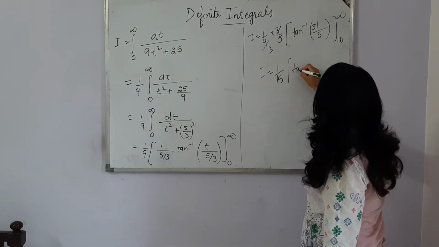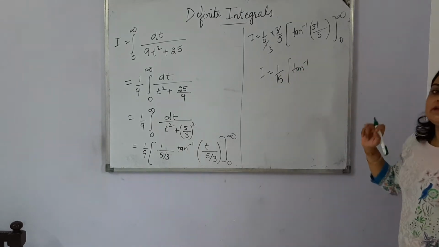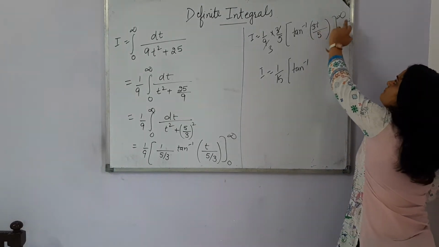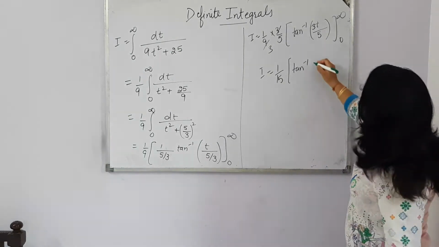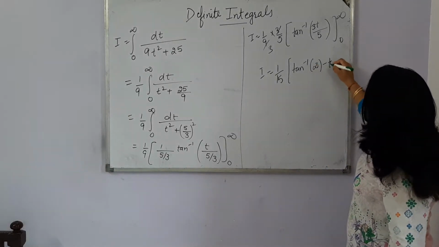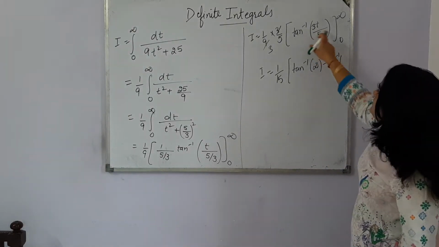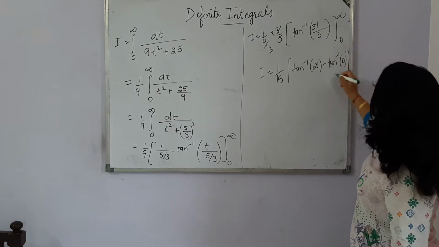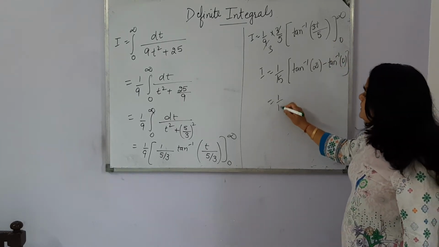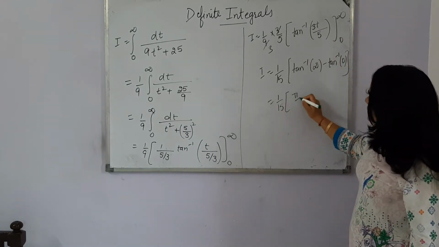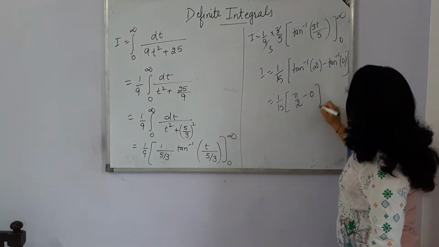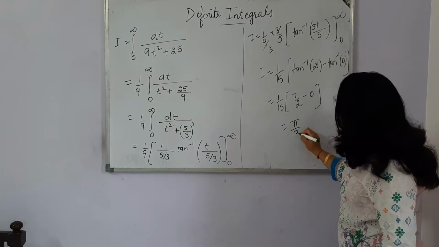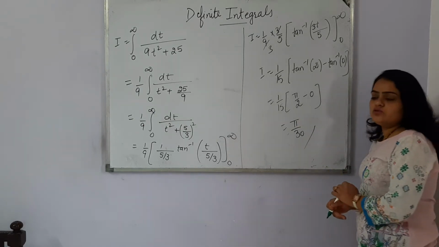So I am substituting the limit: upper limit minus lower limit. So tan inverse of 3 by 5 multiplied by infinity. If any number multiplies with infinity, it becomes infinity. Minus, of course, if any number multiplies with 0, it becomes 0. So tan inverse infinity is pi by 2, and tan inverse 0 is 0. So the answer is pi by 30, that we wanted to prove.